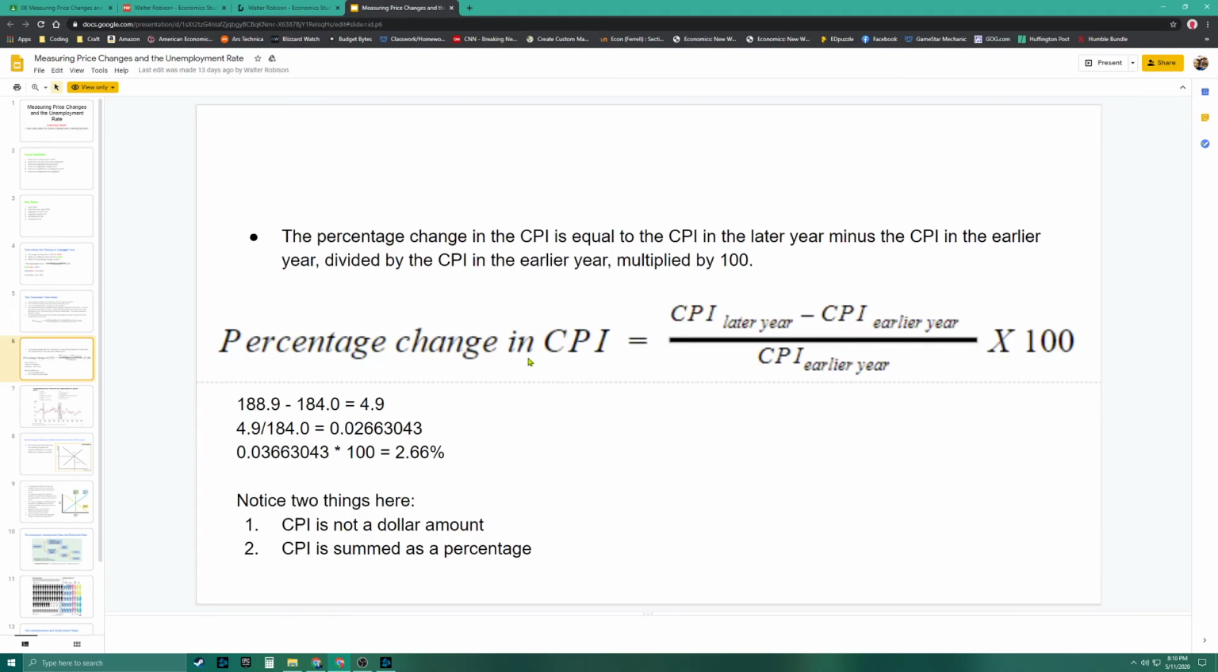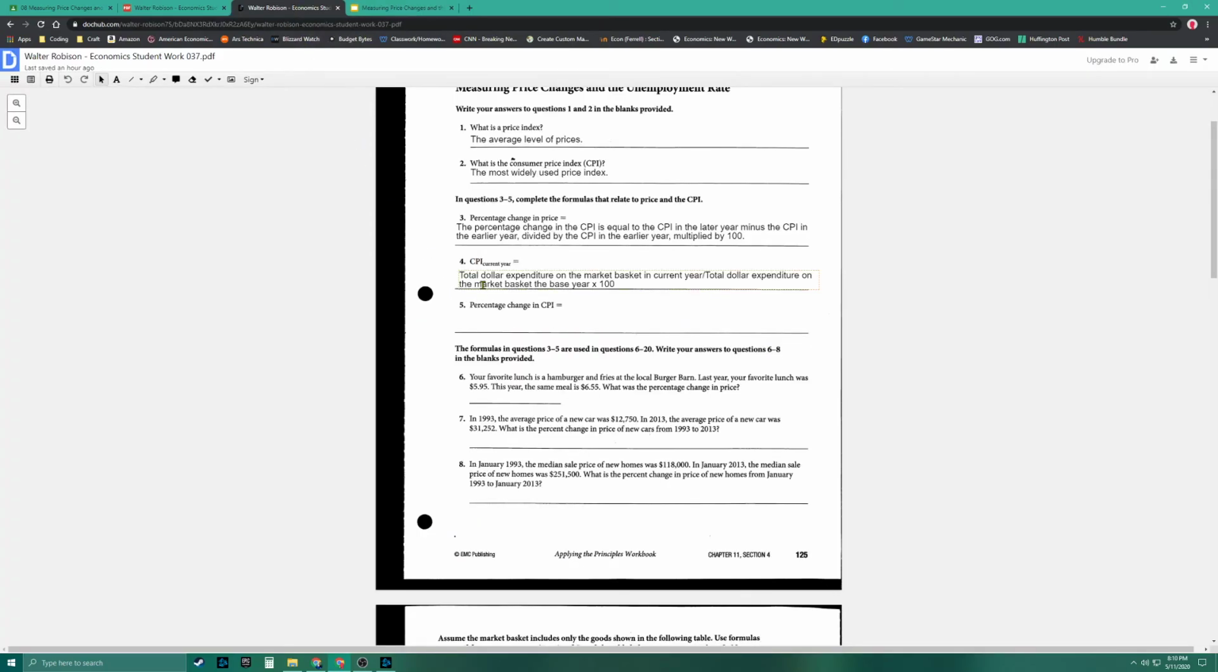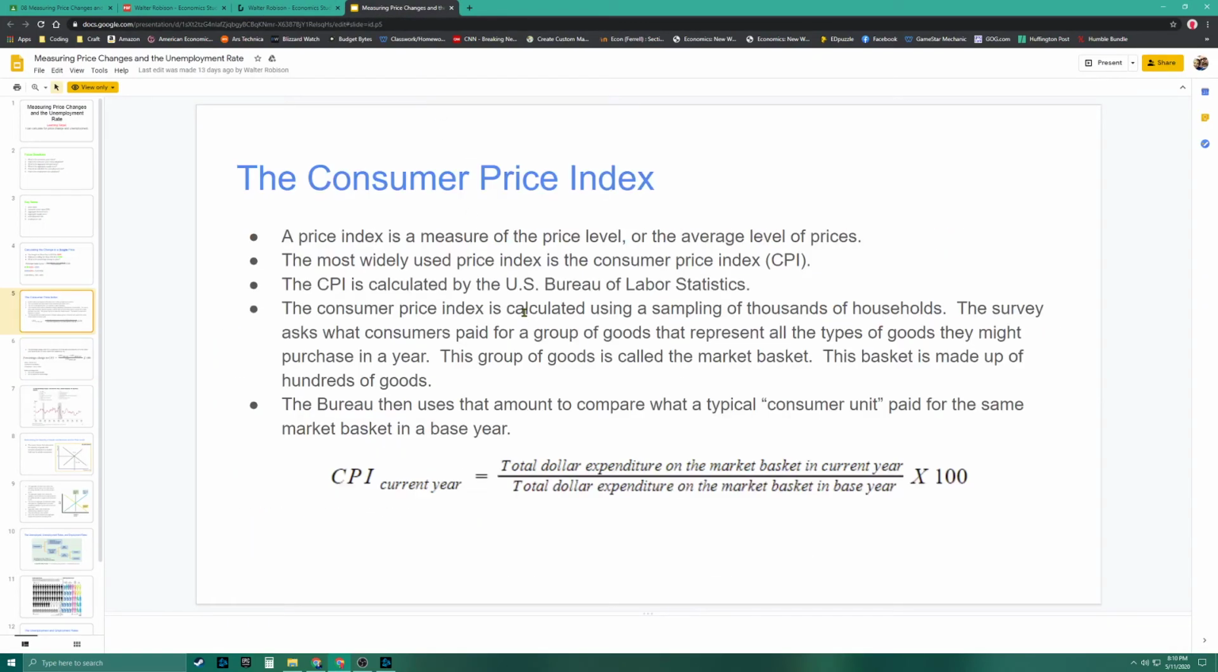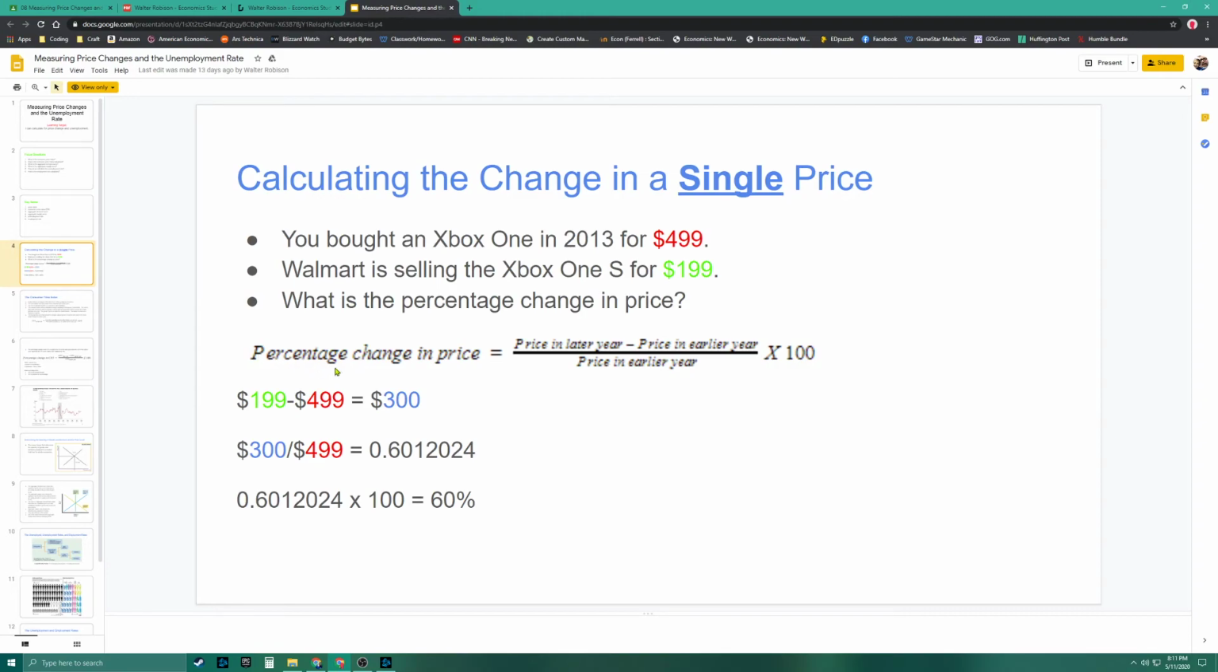So it's percentage change in CPI. Let me make sure I'm doing this right. So it's percentage change in CPI is equal to, yes. All right, percentage change in price. All right, so it's the price in the latter year subtracted from the price in the earlier year, and then you divide that sum by the price in the earlier year, and then you multiply it by 100.